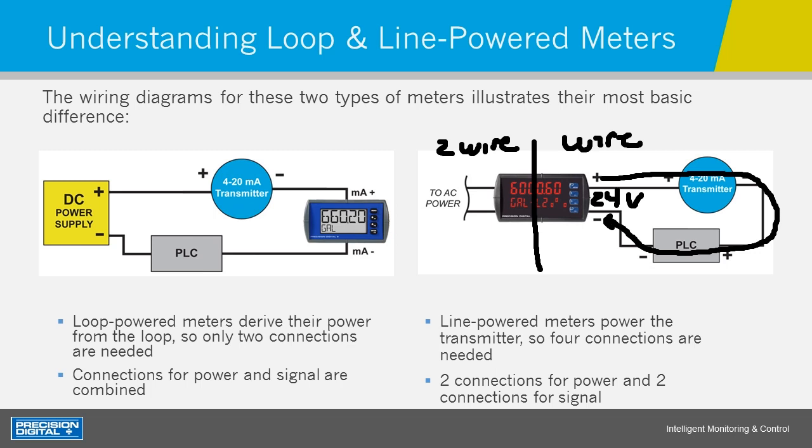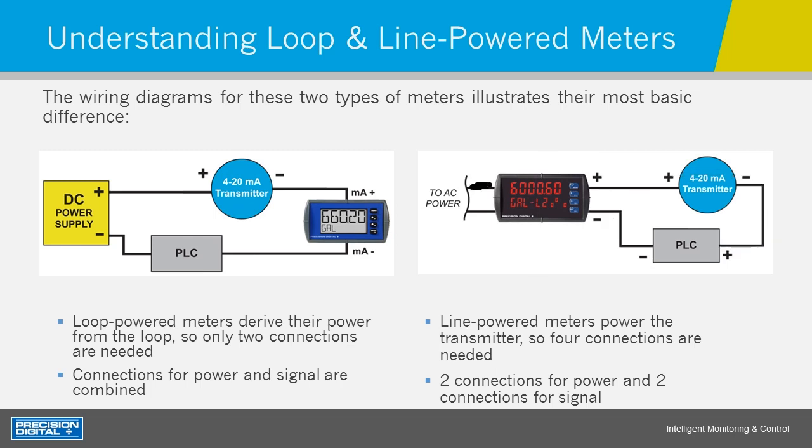So on that diagram on the right, why do we call that 4 wires? Because we've got 2 wires for our power, and we've got 2 wires for our signal input.